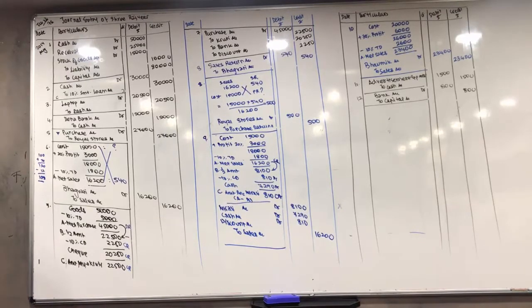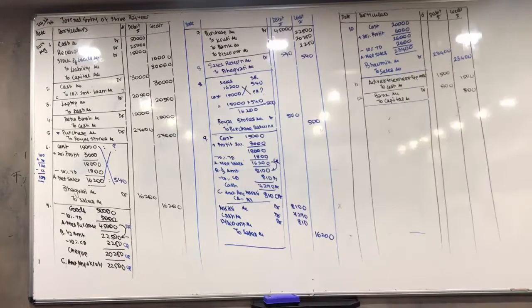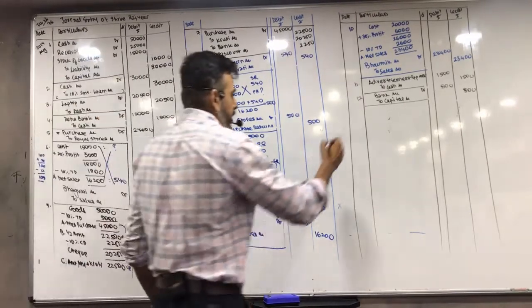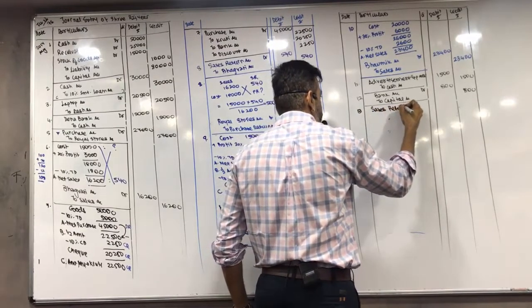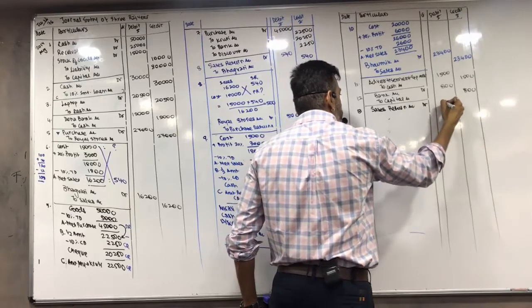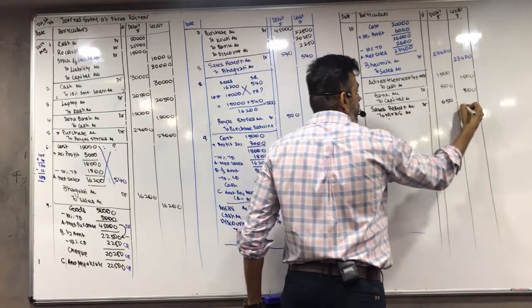Next, Nirali returned goods of rupees 650 from the sales of 9. From the goods sold on 9, she returned goods of 650. Only transaction of sales return. So what comes in? Goods comes in. Who is the giver? Nirali is the giver. Sales return account debit 650 to Nirali account 650.